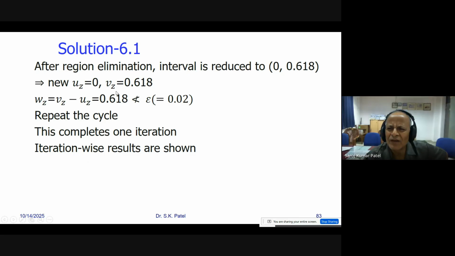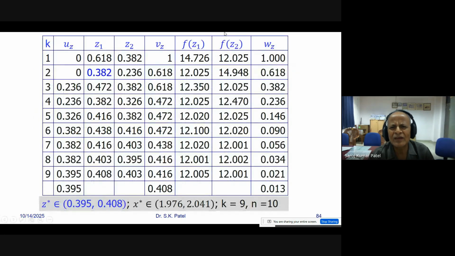So see here, now the new interval is 0 to 0.618. Now the width is how much? 0.618 minus 0, so this is equal to 0.618. This is not less than your epsilon z, that is 0.02. That's why we cannot stop here. We have to proceed to the next iterations. So like this, iteration wise, we have to proceed, and this is the result we will be getting iteration wise.